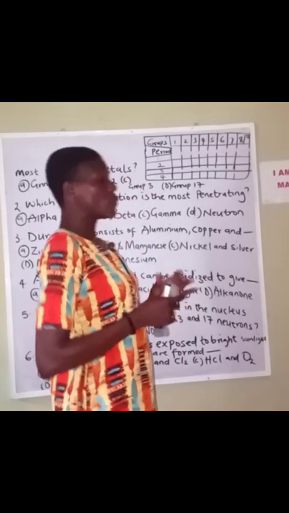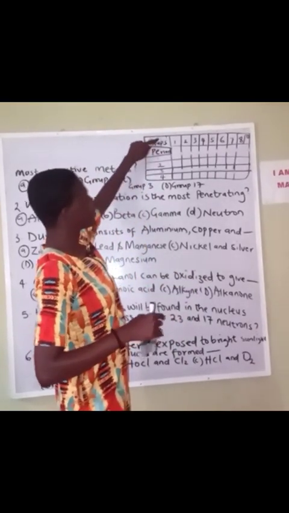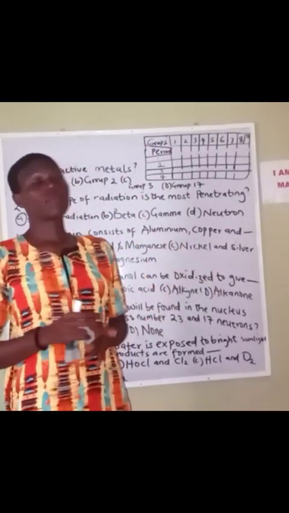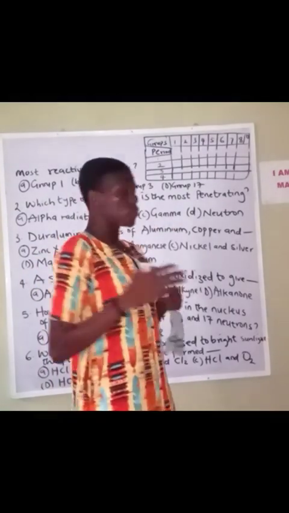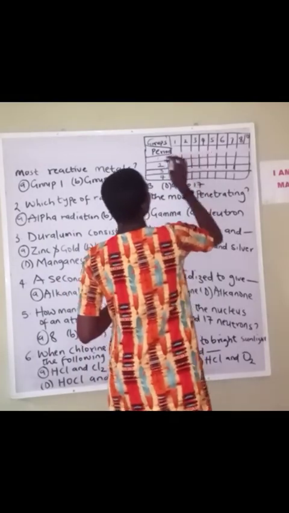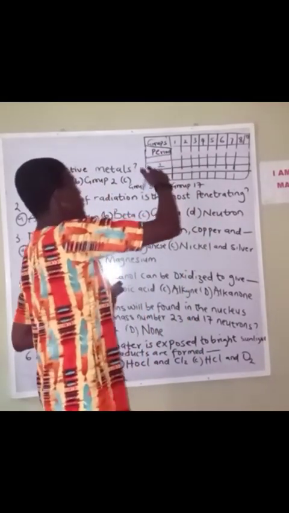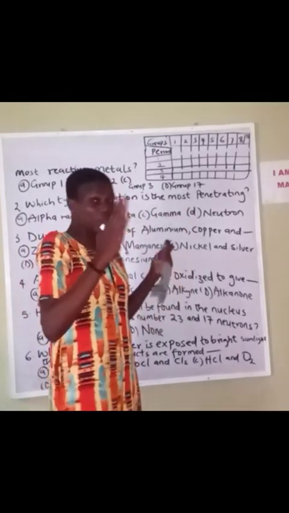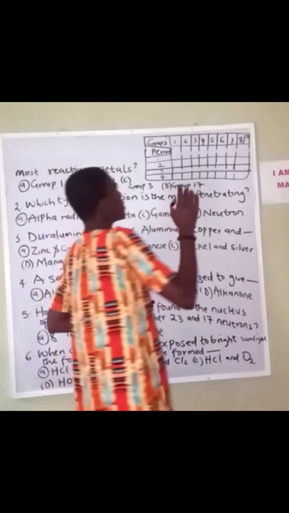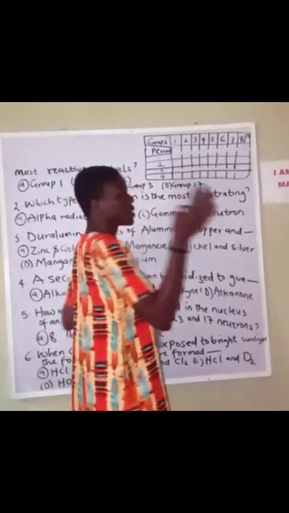Okay, so this is a group, this is a period, because the periodic table is made up of groups and periods. So this is what I'm giving to you now so you understand. We have group one, group two, group three, group four, five, six, seven. But for this limit, we're looking at the first 20 elements. So this is what you should know.